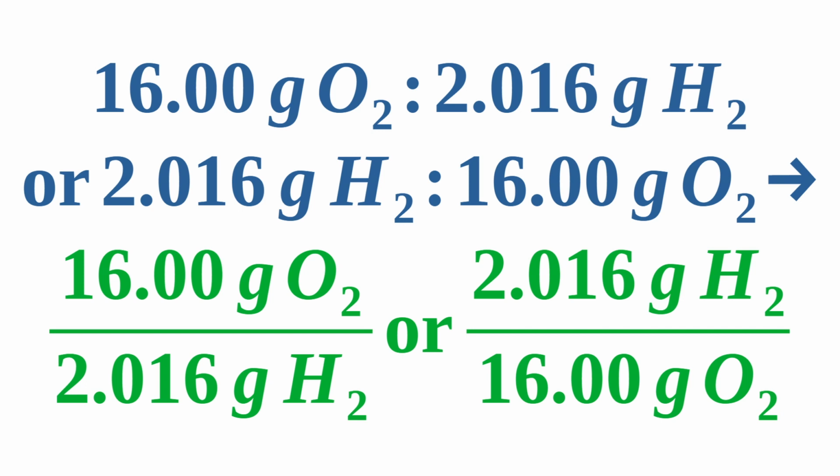In this case, 16.00 gram O2 over 2.016 gram H2 and also 2.016 gram H2 over 16.00 gram O2. Which one is valid in the given setup is simply determined by using dimensional analysis, that is, proper cancellation of units. The former was used in the above problem, where the given info was a particular gram H2. The latter is used if the given info is some specific gram O2.